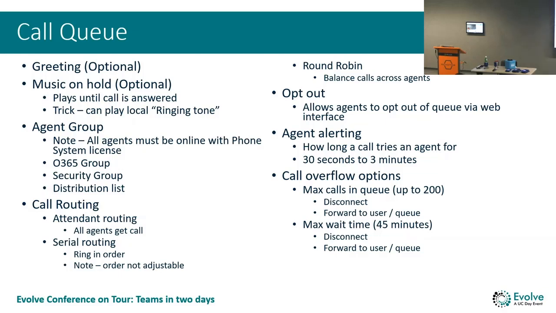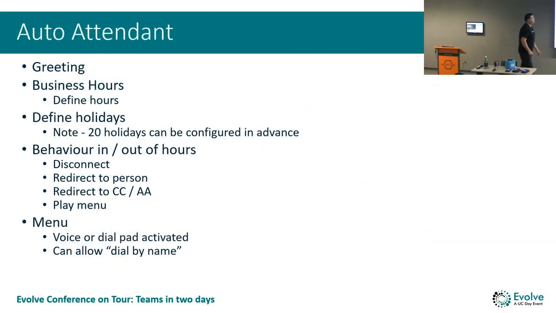Agent alerting is how long it tries before it tries the next agent. Then call overflow is what happens when we hit the limit for that call queue. And then we have auto attendant.